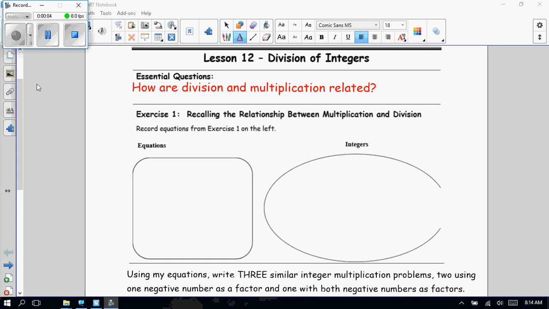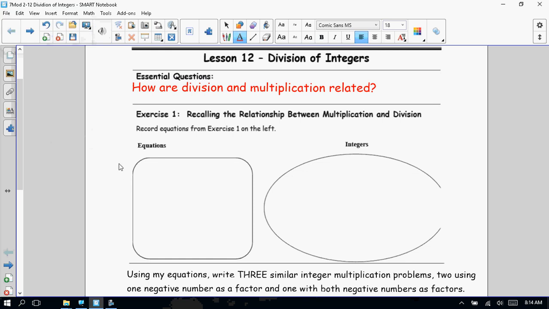I'm working on Module 2, Lesson 12, Division of Integers. I'm on page 72 of your book, right? Lesson 12, Division of Integers. So we're changing it up again. We went from multiplication, now we're heading into division. How are division and multiplication related, right? How are these two concepts related to one another? We'll figure that out today.